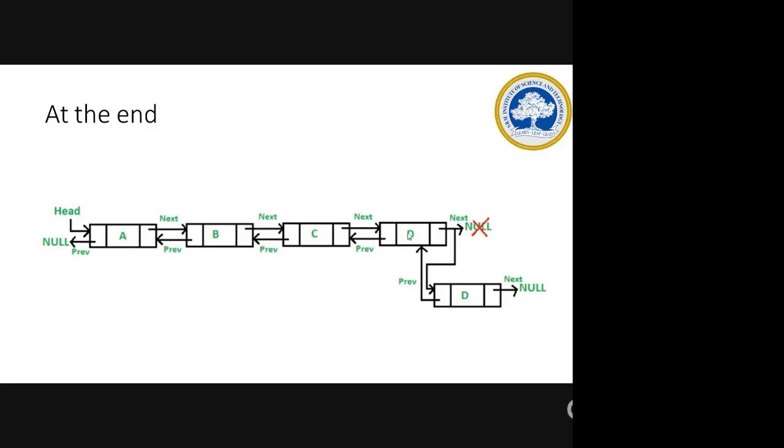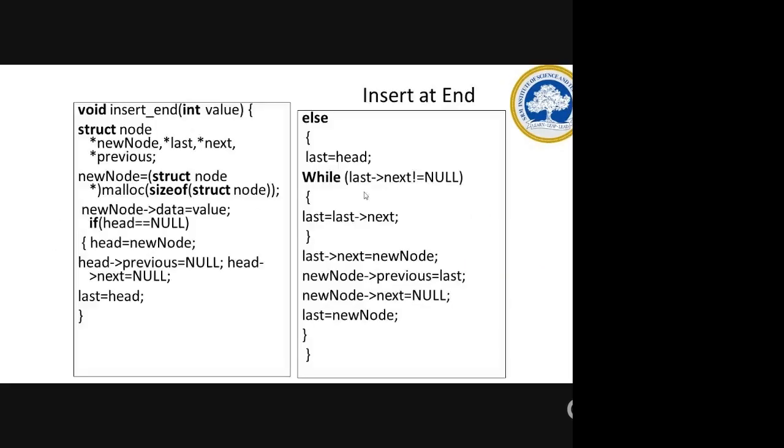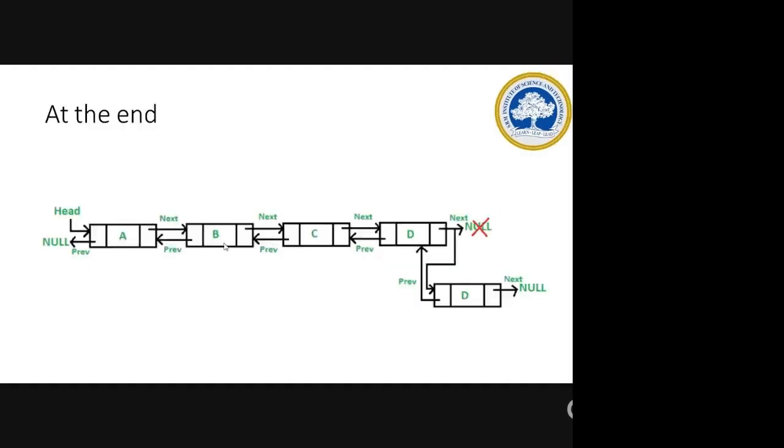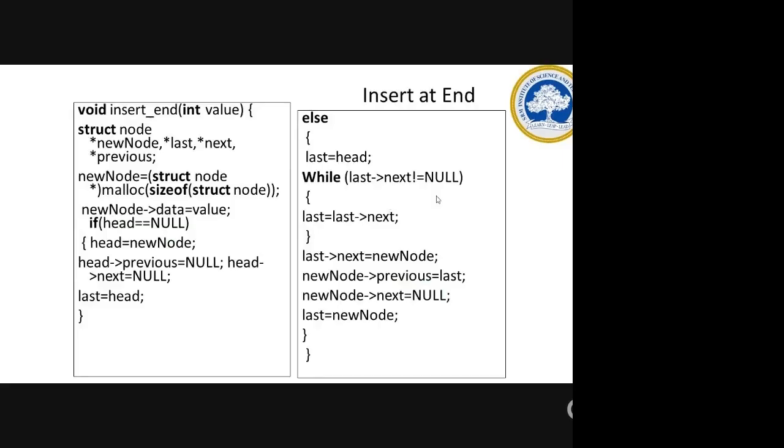So last will move over D. D's next is now null. Actually it was null. This is the one which we are inserting. Now this is null actually. So that means until it is not equal to null, keep on moving the last pointer from A to B, B to C, C to D. Now D is holding the last variable. Now it will tell that your last of next is null.